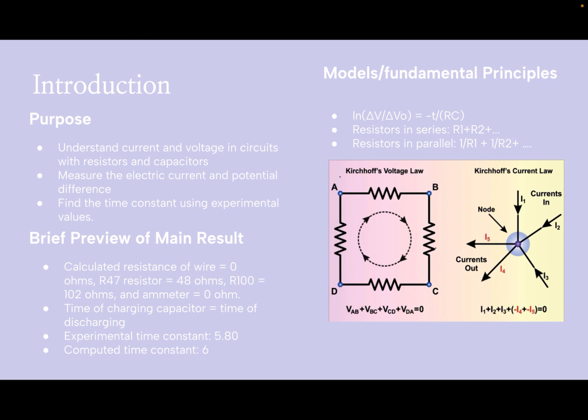As a brief overview of the main result, we calculated the resistance of the wire as 0, the R47 resistor as 48 ohms, and the R100 as 102 ohms, and then the ammeter equal to 0 ohms. Right below this picture shows the loop and node rule that we also used, where the sum of the voltages is equal to 0 in a system, and the sum of the I's is equal to the output, which is equal to the input. The experimental time constant that we got was 5.8, and the computed time constant that we got was 6.